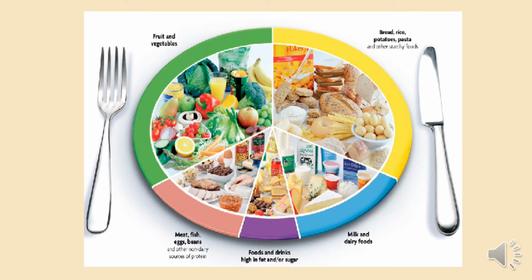You can see here, there should be fruits and vegetables, there should be bread, rice, potatoes, pasta because you need carbohydrates. You need meat, fish, egg, beans for proteins, a little bit high in fat or sugar, but it should be very little. And milk and dairy products because it has so many vitamins, minerals, and also in fruits and vegetables you have vitamins. So here you can see all kind of foods are there. There is carbohydrates, there is vitamins, there is minerals, there is proteins, fats, fiber. All are included here.